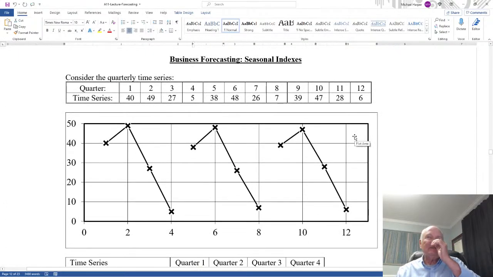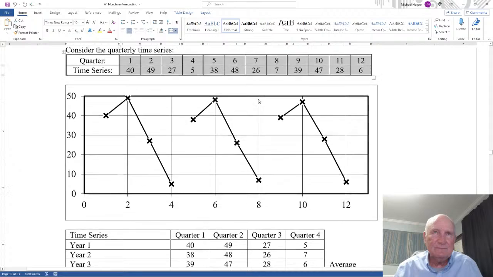Okay, now let's look at seasonal indexes and go deeper in seasonal indexes. Here I have 12 quarters worth of data. I plot them, and I see every 4 quarters I have a pattern. So again, it's a seasonal component. It's a cyclical component, which is seasonal. It's a stationary time series, so I would assume there's a stationary mean.